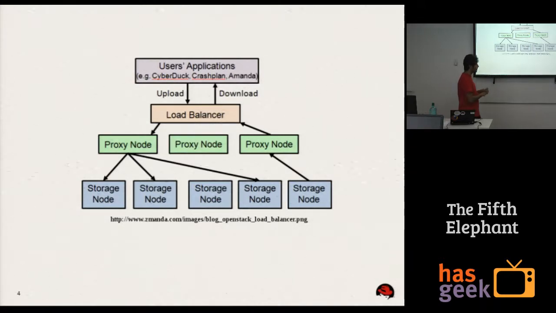The proxy server is the one that talks to clients and replies back to clients. The account server maintains a database which contains information about accounts. The container server maintains a database which contains information about containers. And the object server stores objects as files on a plain XFS partition. Storage nodes usually have object, container, and account servers running, and proxy nodes have the proxy server running.